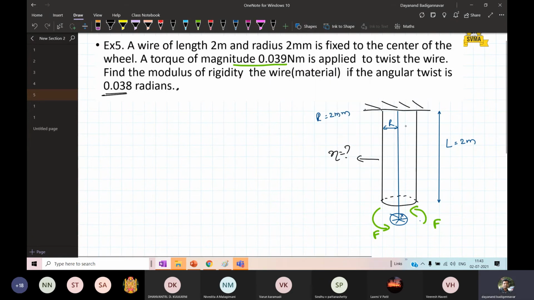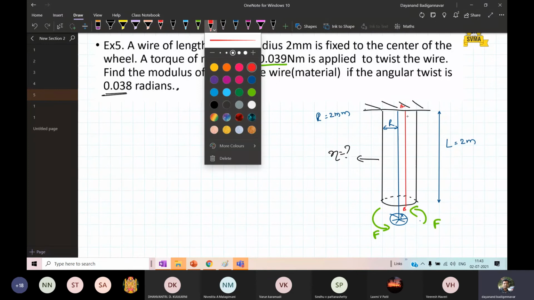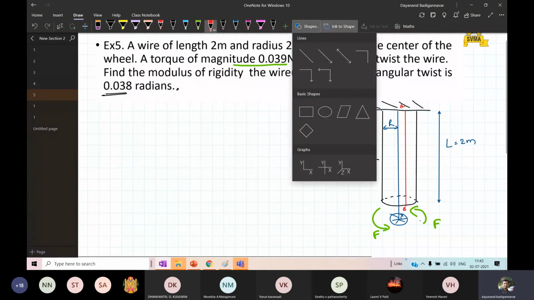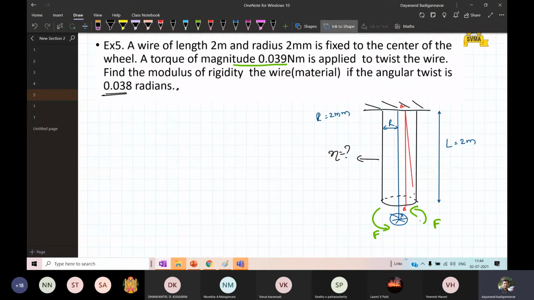Actually, the reference line AB is here. After applying the force, it gets twisted. So this is the twisting that has taken place. From AB it has gone to AB dash. Got it. So this is the direction.